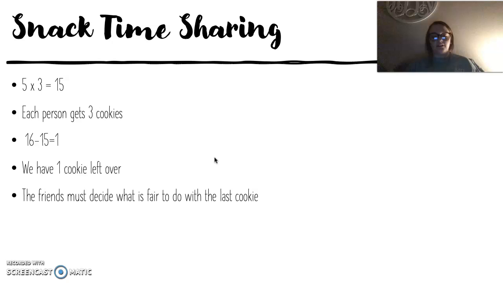So if we have 1 cookie left over and we have 5 friends, we can't give the other kids 1 more cookie, because that wouldn't be fair. Only 1 of the 5 would get an extra cookie. And then we can't do that if not all of them can have 1 more cookie. So then the friends must decide what is the fair thing to do with the last cookie. So that would be something for the friends to decide.